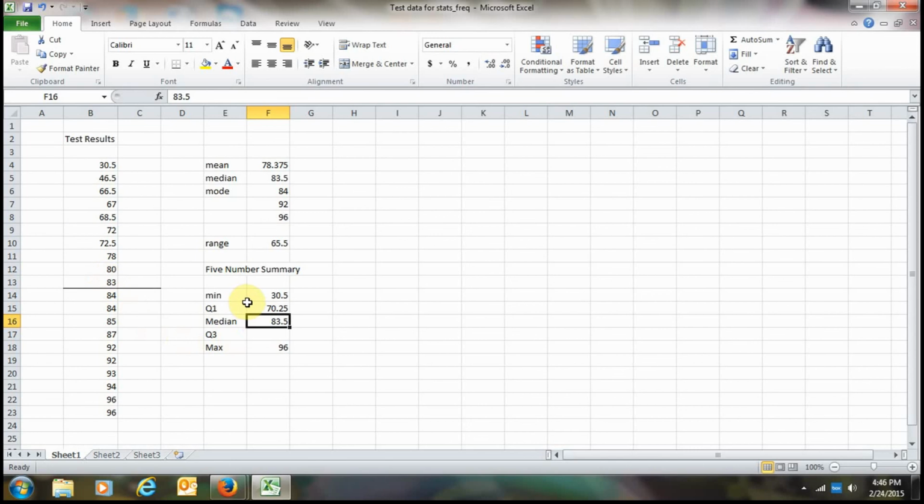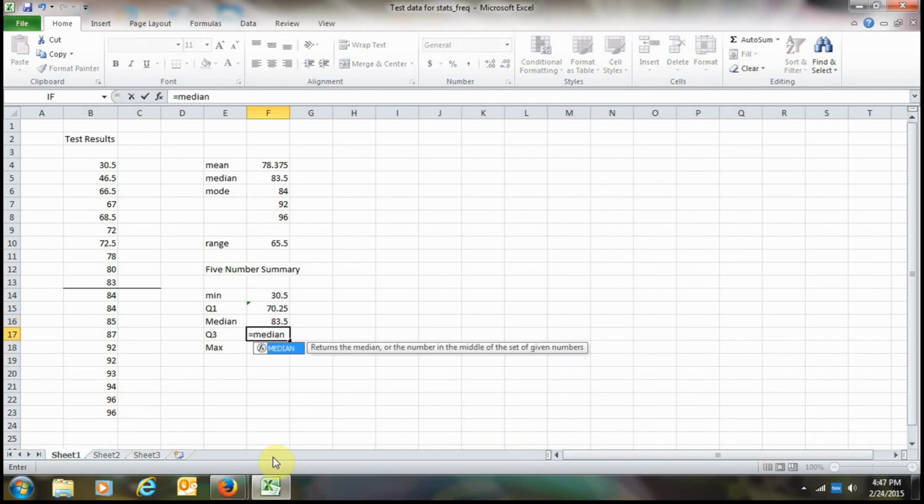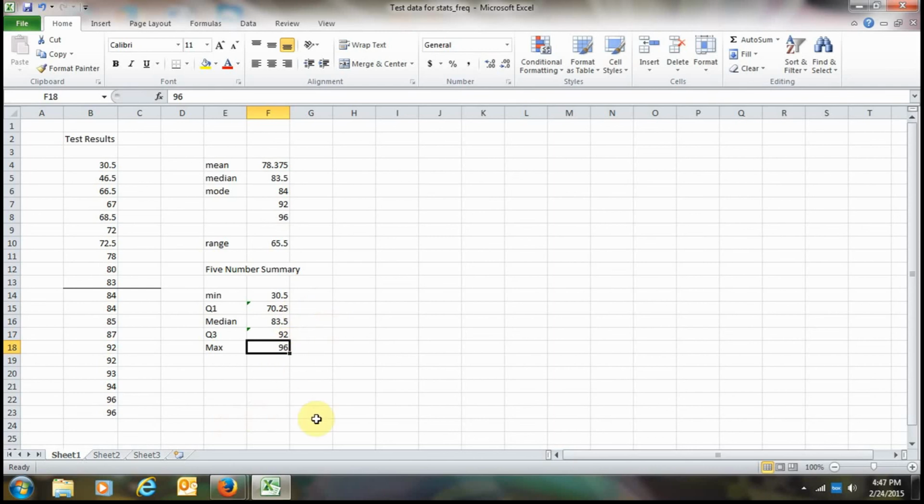Now the green triangle tells us it thinks that we forgot to highlight the whole thing and it's trying to help us out, but we're okay, so it's okay that it puts the green triangle. Equals median for the bottom half. And now we can see how this is spread out.